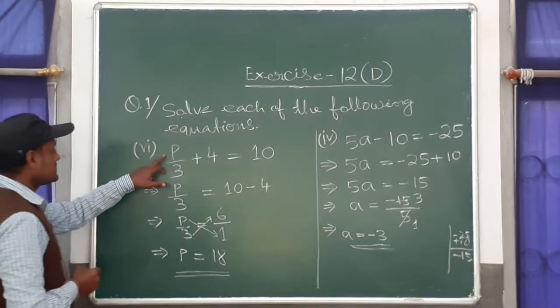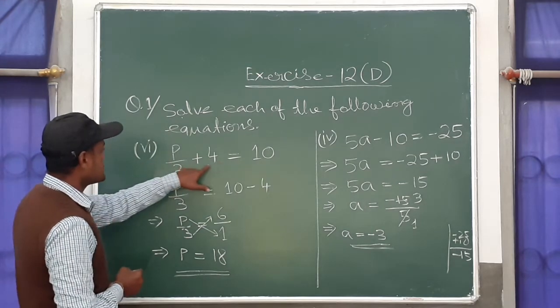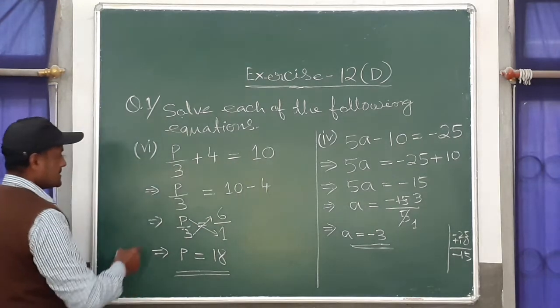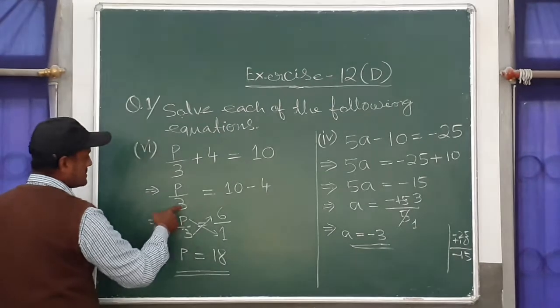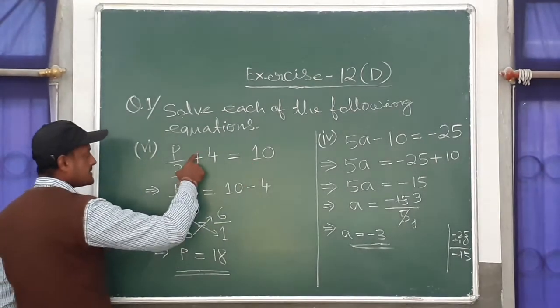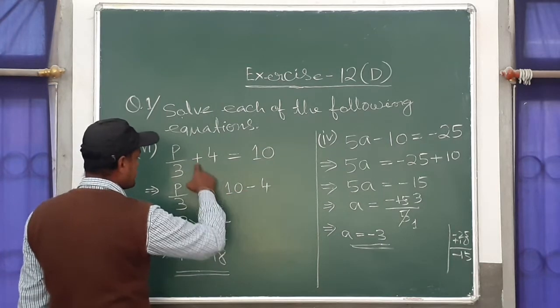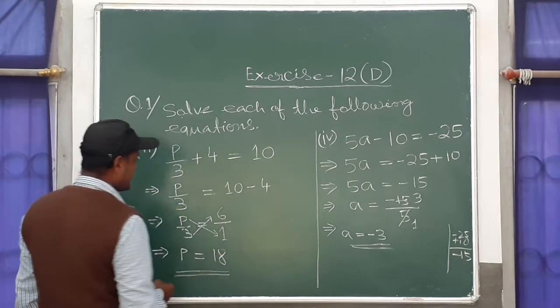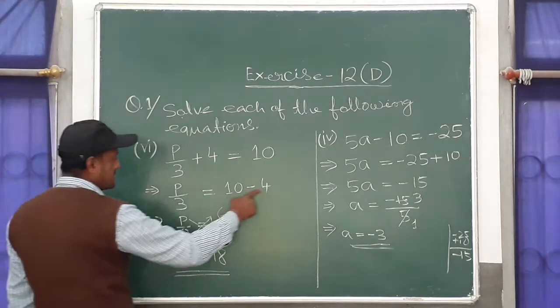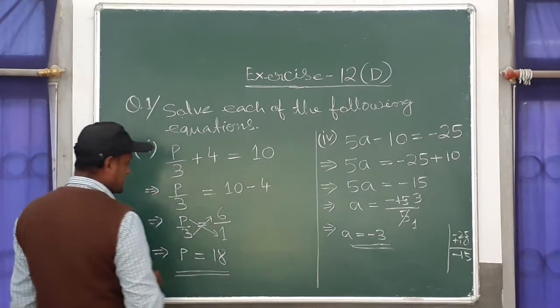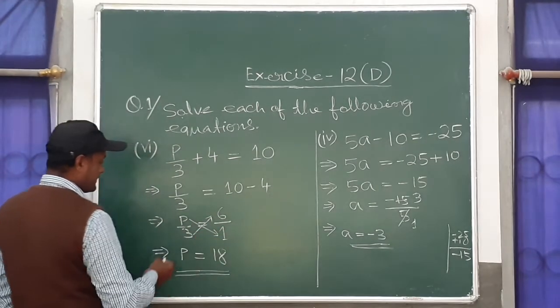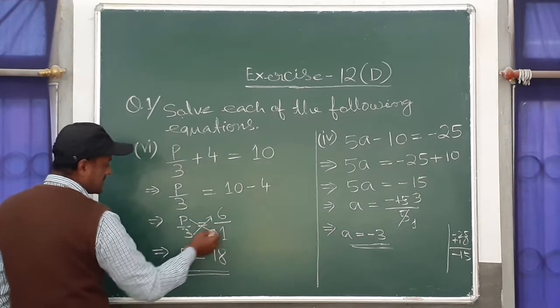Just see once again, your question is p upon 3 plus 4 is equal to 10. So what we did next line, p upon 3 is equal to 10. When we will shift plus 4 into the right hand side, the sign will change. So plus 4 will change into minus 4. P by 3 is equal to 10 minus 4, we got 6. 6 means 6 upon 1. P by 3 is equal to 6 by 1.